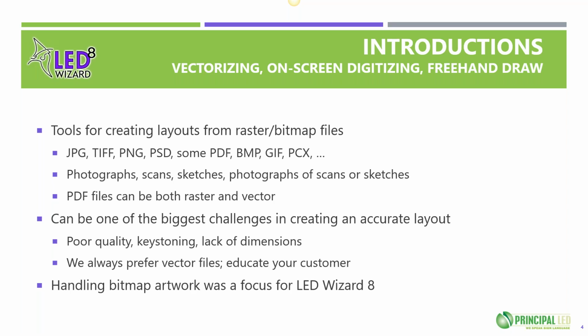PDFs can be vector files, or they can be bitmap files, or they can be both in the same file. Sometimes people think, well, it's a PDF, therefore it's a vector file. Not necessarily. You can scan a PDF, you can create a PDF from all kinds of different files. A little bit less common these days are BMP, GIFs, PCX, but these are all raster files.